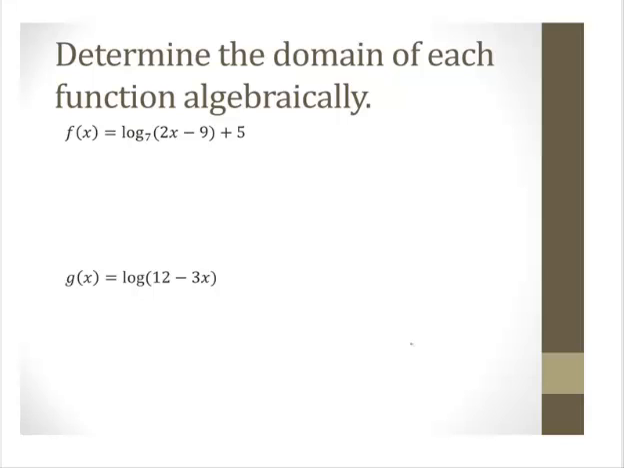Determine the domain of each function algebraically. Alright, so recall that for our basic function, f of x is the log base b of x, we said that the domain was 0 to infinity, which is the same as x is greater than 0. So what that means is our argument for the function must be greater than 0. So now we have f of x is equal to the log base 7 of 2x minus 9, plus 5. What's important is the argument of the function, the 2x minus 9, must be greater than 0.